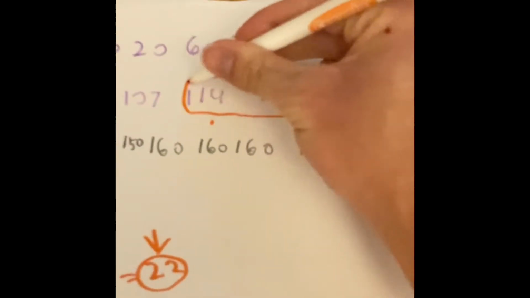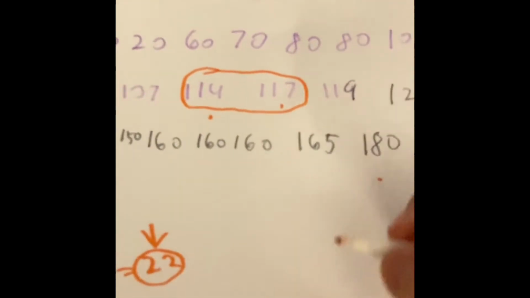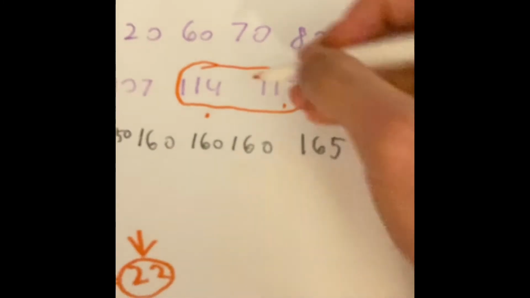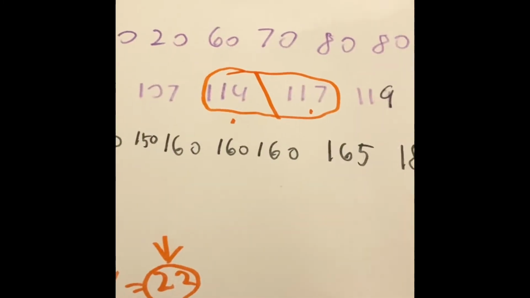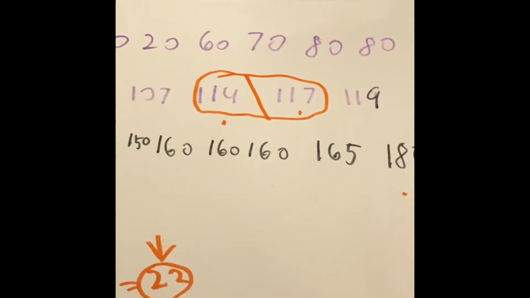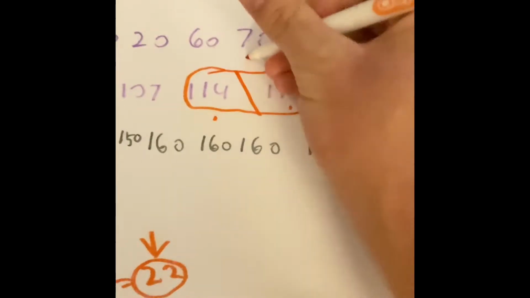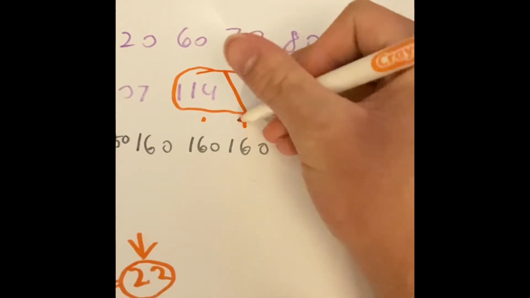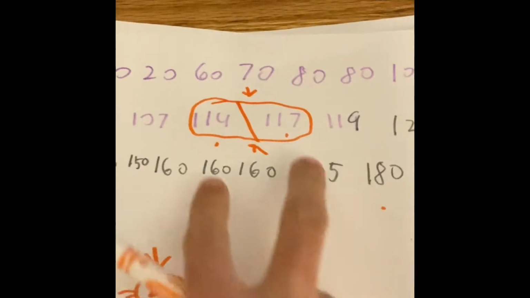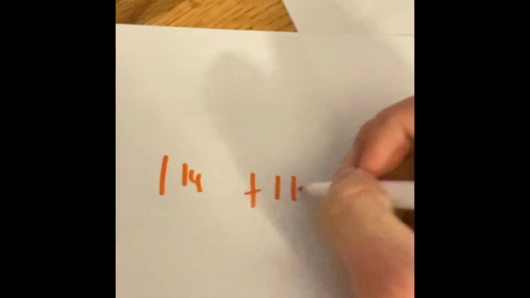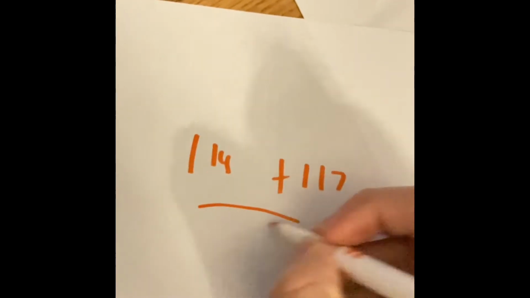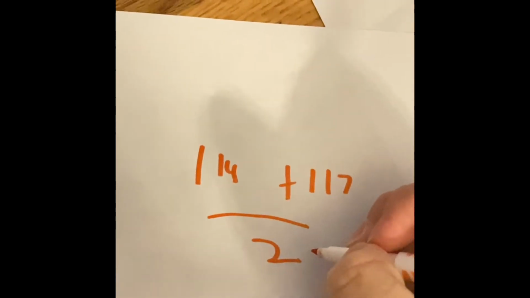But there's one problem. We want a median that's only one number. So there is going to be a split between the two. We have to find the average between the two, and that will become our middle number. To find the average of two numbers, we have to add them both, 114 plus 117, and we have to divide by 2 since we want the middle number.